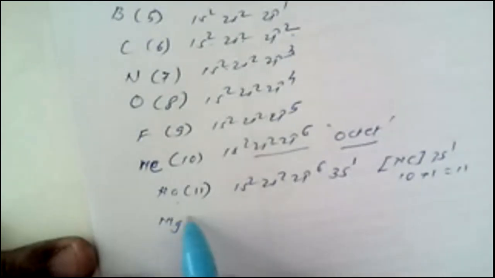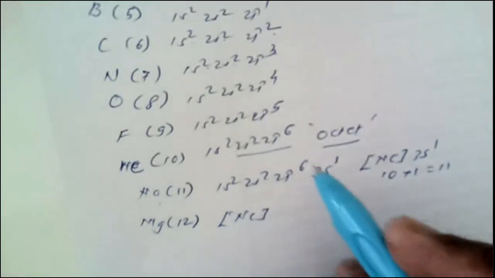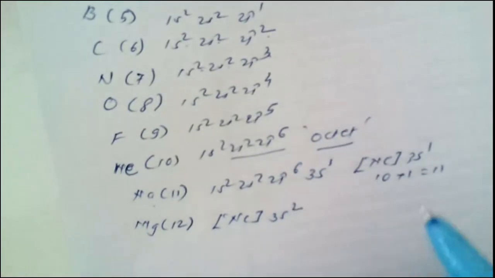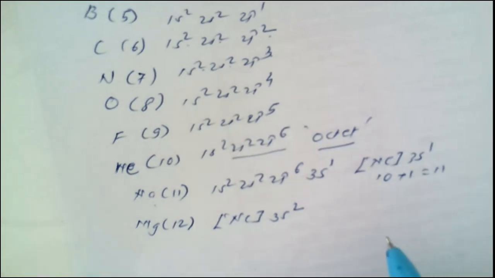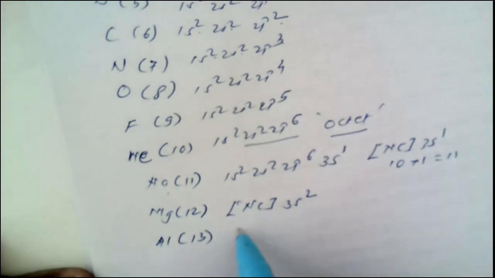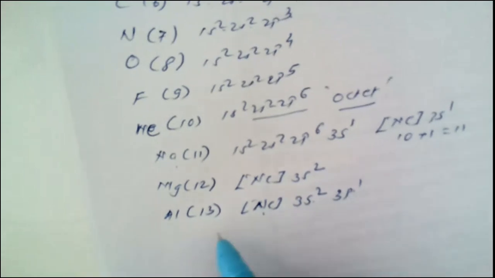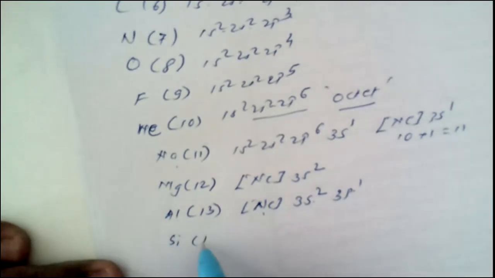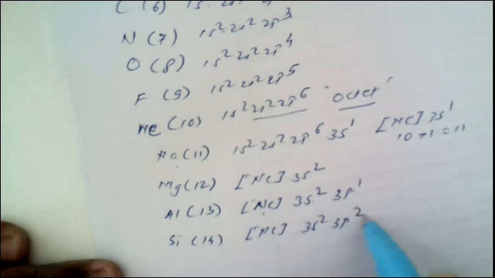Then atomic number 12, alkaline earth metal, magnesium. In terms of neon, we can write this electronic configuration as 3s2. Then after magnesium, atomic number 13, in terms of the inert gas configuration, that is neon, the 3s orbital has been completely filled, so 3p1. So 10 plus 3 is 13. Then silicon, atomic number 14, in terms of neon core, we can write this as 3p2.